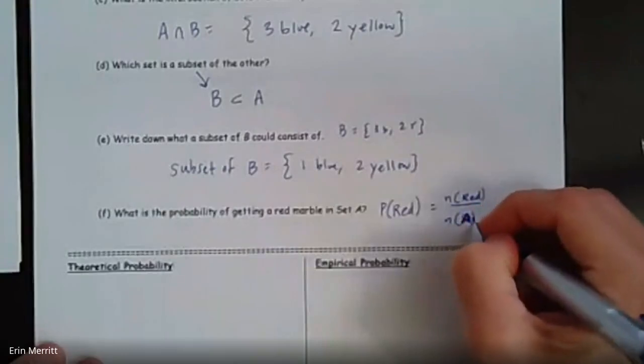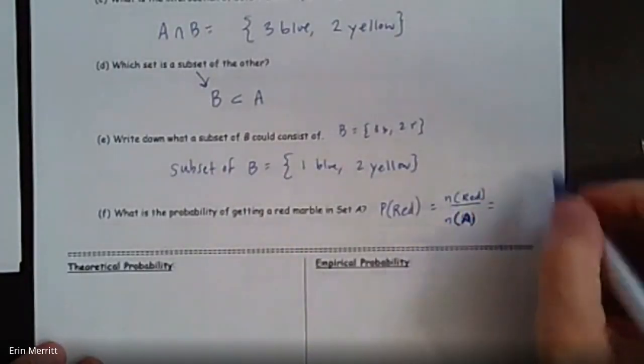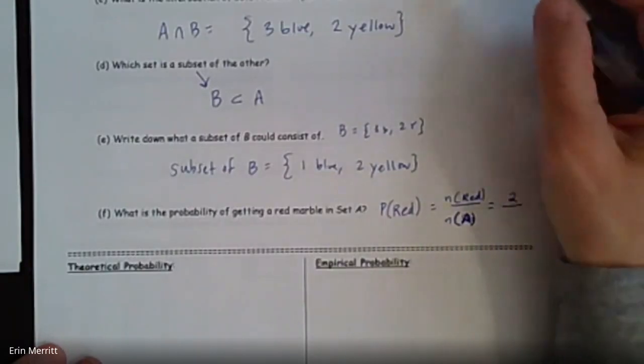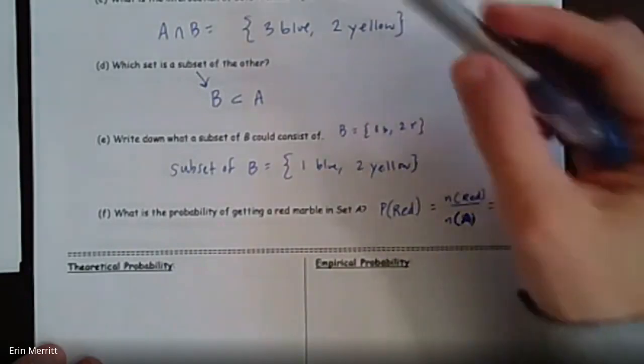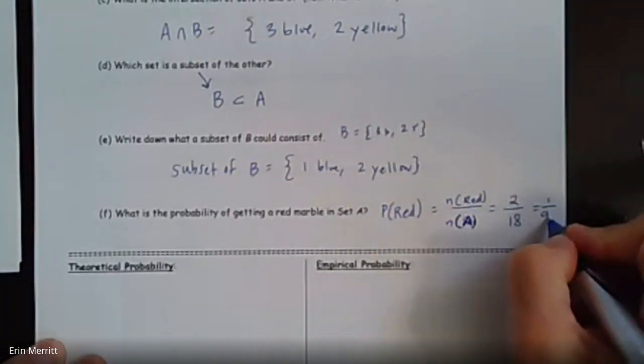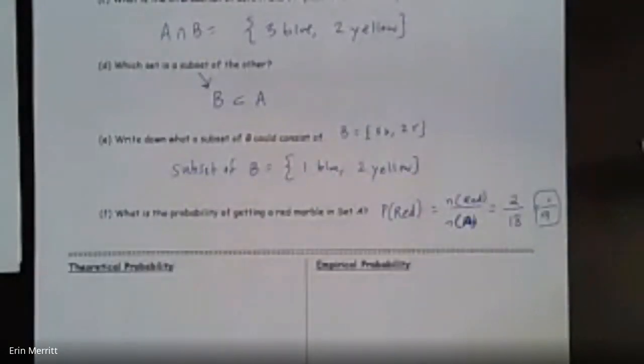So I should say, let's say the number in set A. We'll write it like that. It's shorter. All right. How many red are there? Well, there's 2. How many total marbles in the first set? 4, 6, 8 plus another 10, 18. So the probability would be 1/9. Right? Now, does that mean if you reached in the bag 9 times and pulled out a marble that you'd get exactly 1 red? No.